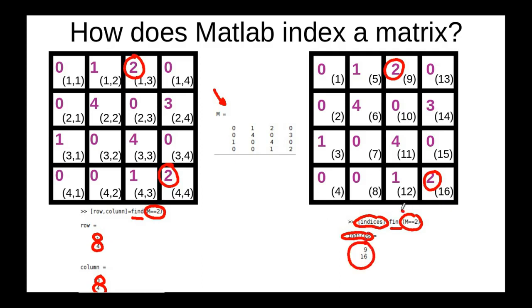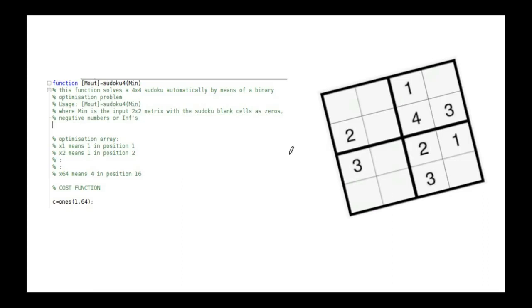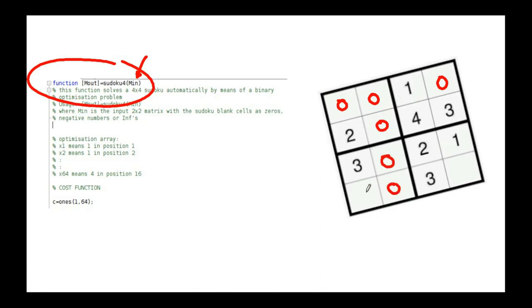So I'm going to use this way of using the function find in order to translate this problem into a binary optimization problem, and you will see. First of all, I build a function with the input argument being min. So min will be this matrix, or another one, it doesn't matter, with the empty cells marked like, for example, zeros, infinite, negative numbers, whatever, but not 1, 2, 3, and 4.